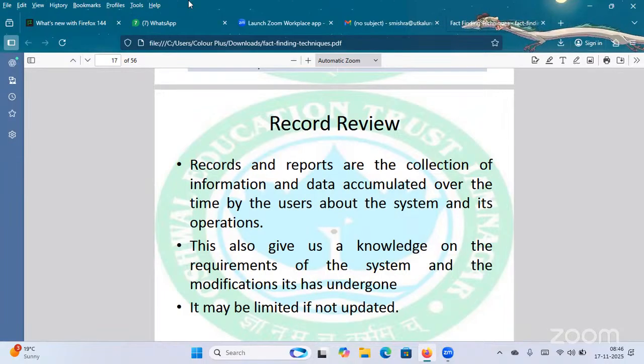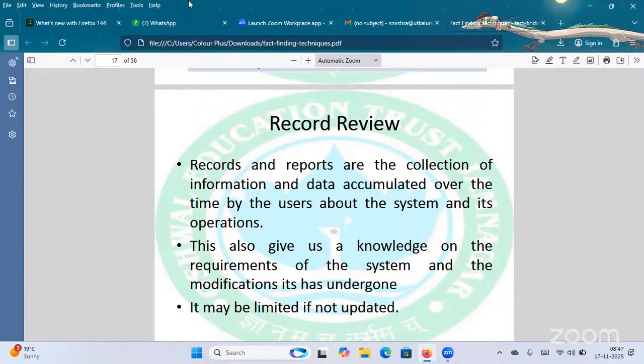So records and reports are the collection of information and data accumulated over the time by the user about the system and its operation. So this also gives us a knowledge on the requirements of the system and the modification. So it may be limited if not updated. So the records are stored in the organizations where the new system will be installed. So that records will be verified. What are the problems in that records? That's why records consist of the information gathering, system design, system analysis, along with the coding part.